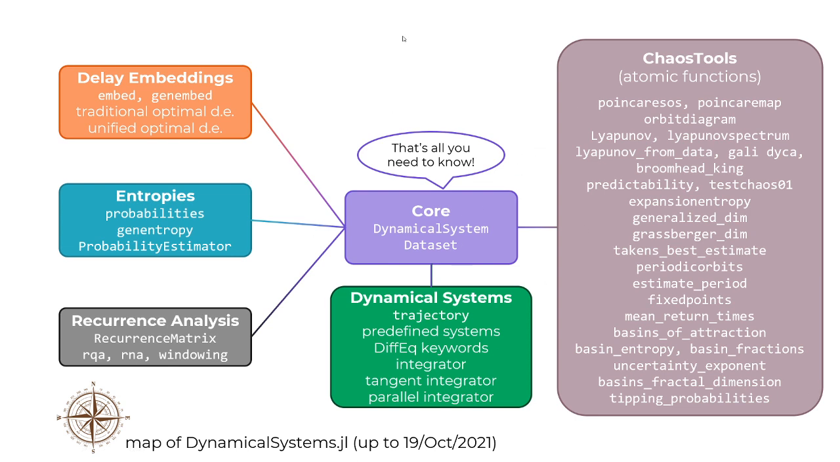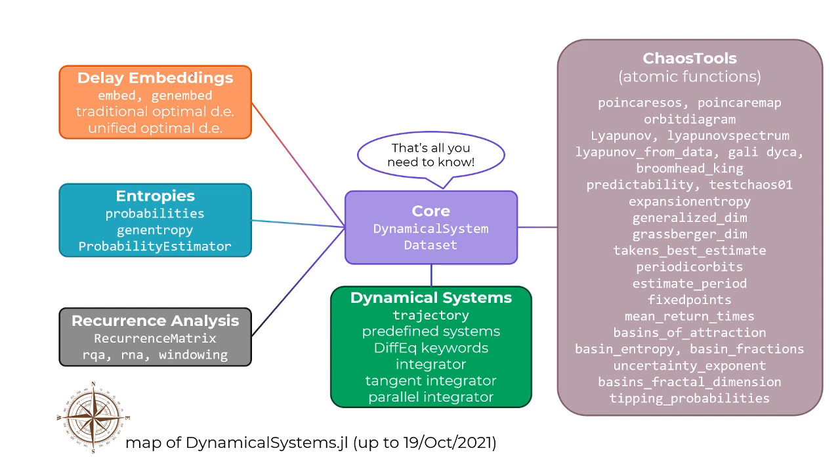So this is pretty much the map of DynamicalSystems.jl. This is everything this library has at this point in time. Of course, new things are added pretty much every month, and it has a lot of stuff. But the important point, and in fact the point of today's video, is that everything you need to know to use this library is just two things: this nice core that I illustrate here. And after you know the core, you can do a bunch of stuff.